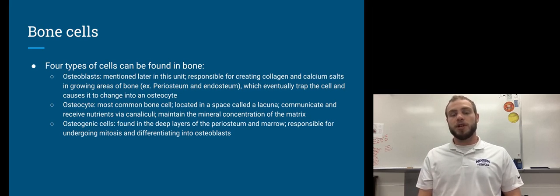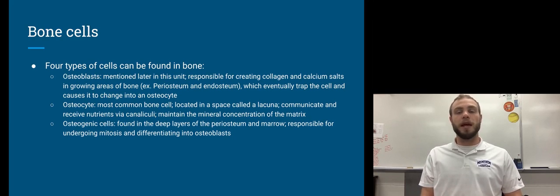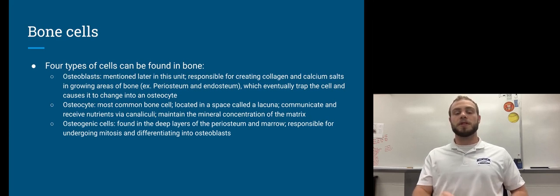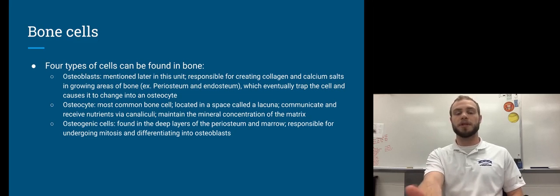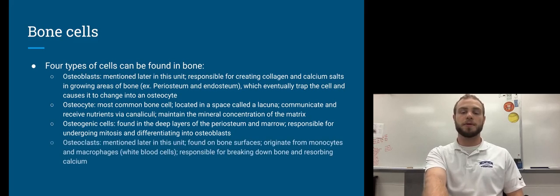You also have osteogenic cells, which are going to be in very deep layers of the periosteum, as well as the red and yellow marrow that we'll get to later. And those osteogenic cells are going to be responsible for undergoing mitosis, so that you can replenish those osteoblasts that are being lost because they're getting trapped in those lacuna.